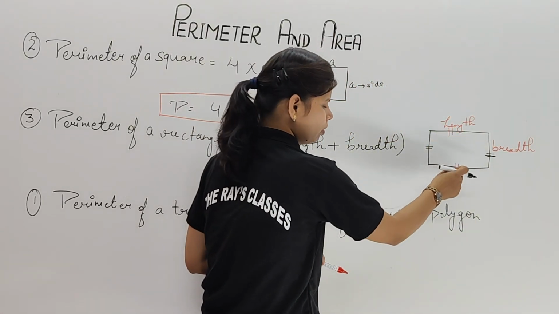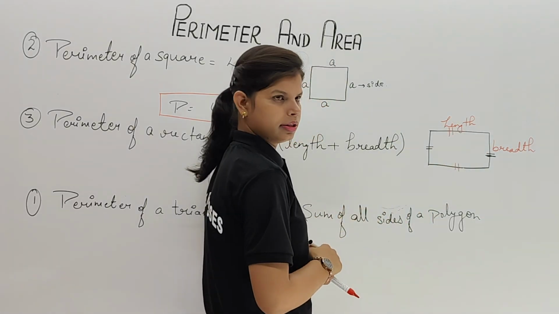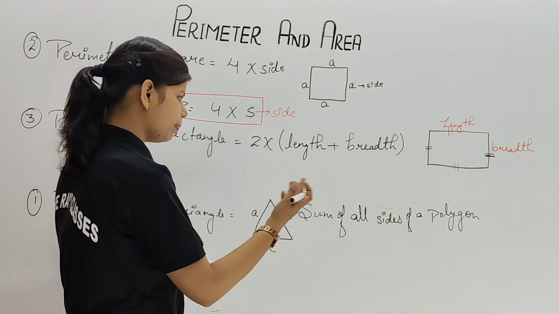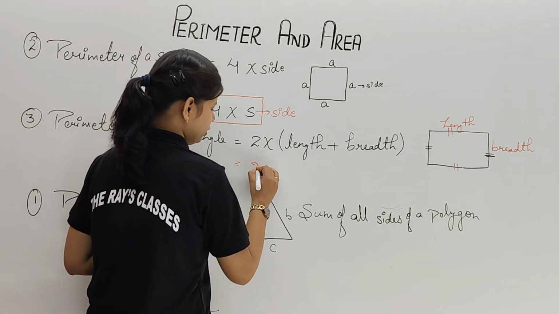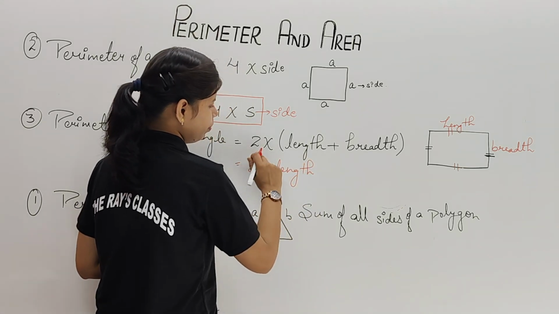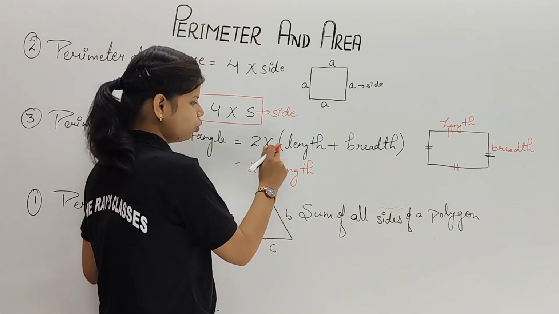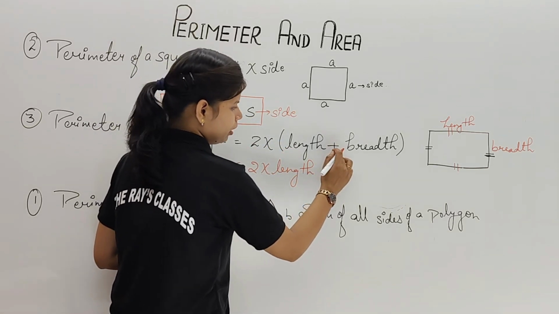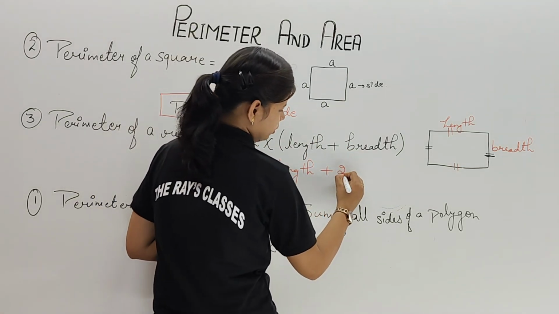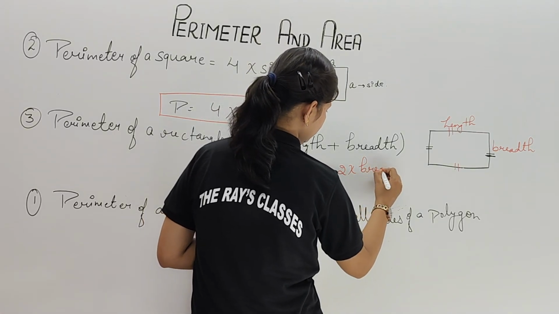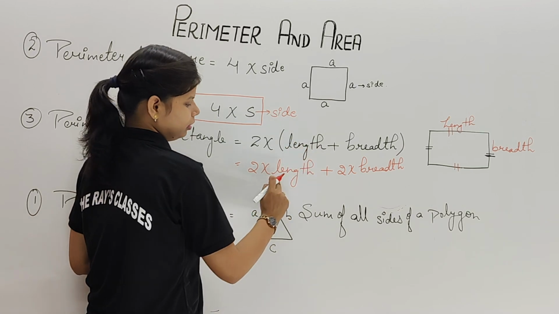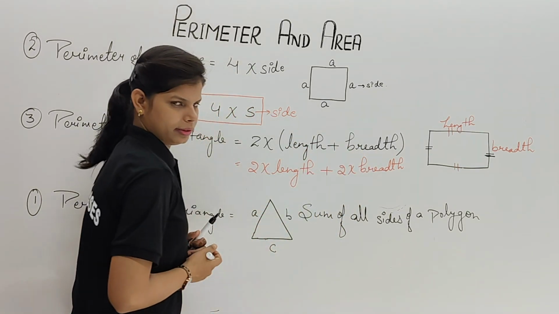That means what? This length will be equal and this breadth will be equal. That's why we have written the formula 2 multiplied by length plus breadth. Apart from this, we have one more formula that will be 2 into length. What we have done? We have done multiply in this bracket. When you multiply 2 with length, what you will get? 2 into length. Then here we have operation plus, and again what? 2 multiplied by breadth. This is called your expansion method, or we have expanded this formula and we get this one: 2 into length plus 2 into breadth.